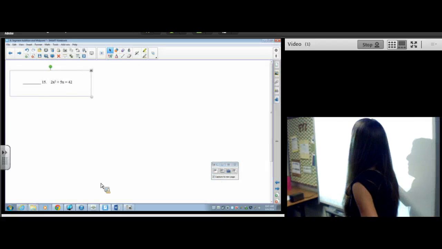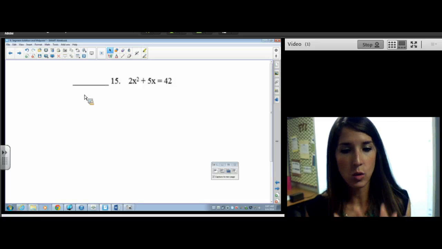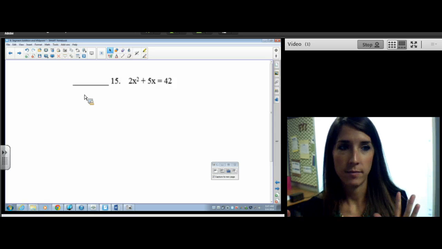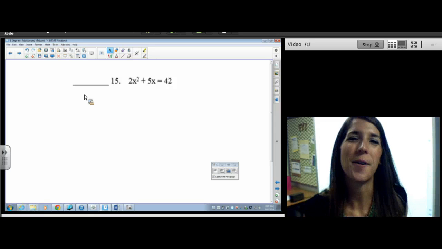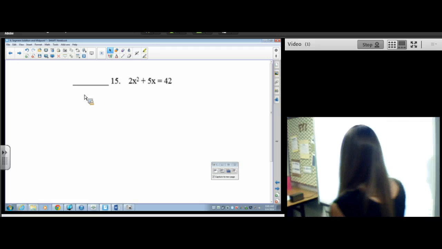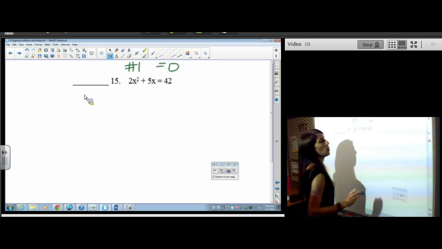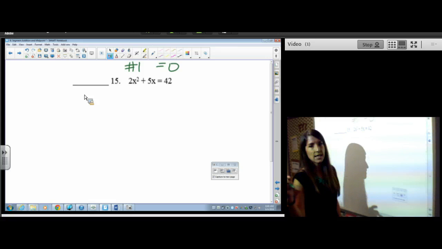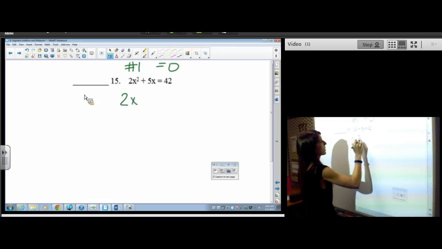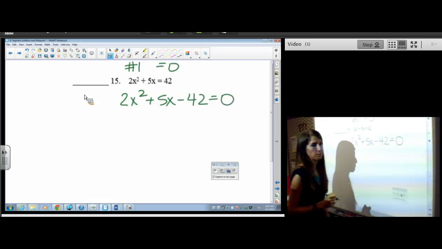So looking at number 15, I immediately know that that's a quadratic because it has an x squared in it. When we're dealing with quadratics, there are different ways to solve it, like the quadratic equation, but we're going to solve by factoring because that's what the directions said, okay? So when we see a quadratic, step number 1 is always to set it equal to 0. There's no surprises. That is always the first step. So 2x squared plus 5x minus 42 equals 0.